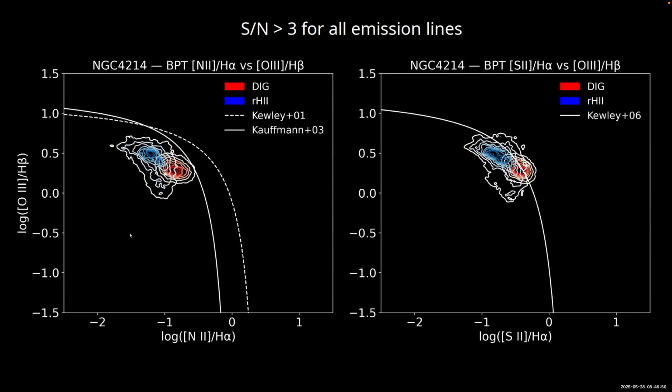I don't know if you know much about it. It's for Baldwin, Phillips, Terlevich. It's a diagnostic diagram. Basically, in this area you find the gas that is ionized by radiation, and on the other hand, you find the gas that's ionized by shocks, so typically supernovae, AGN, stuff like that. This is O3 over H beta, and here is N2 over H alpha, and here is S2 over H alpha. The two are very similar.